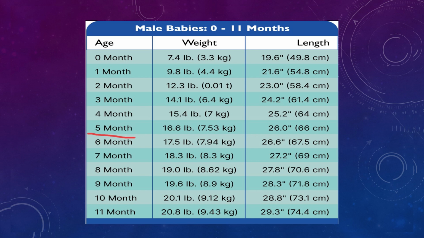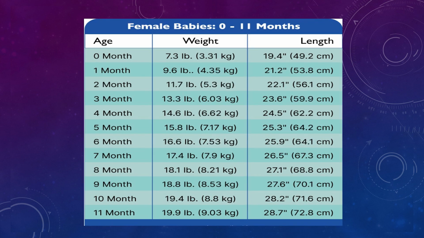On the very left side you can see the age group 0 months to 11 months, then weight for 0 month, that is the very first month of life, the weight is 7.4 pounds, that is 3.3 kgs in kilograms, and length is given in inches and centimeters, that is 19.6 inches or 49.8 centimeters. Likewise, for every month for a male baby, the weight and length is given in this chart.